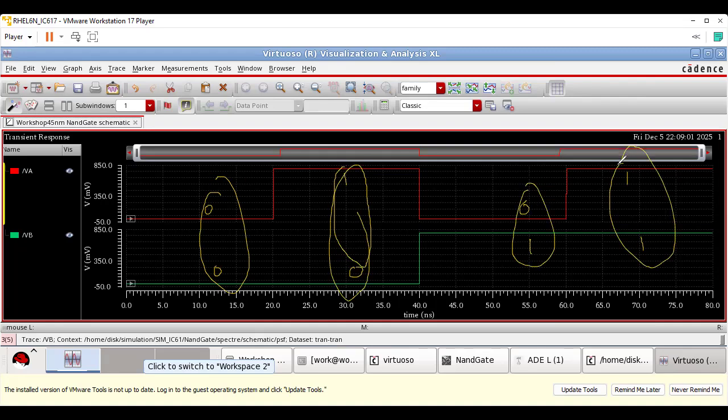Got it? Anyone is having any doubt on this? Or you want me to explain this procedure again? I'm ready to explain. Don't worry. I want you to understand this. Anyone who wants to ask anything on this?